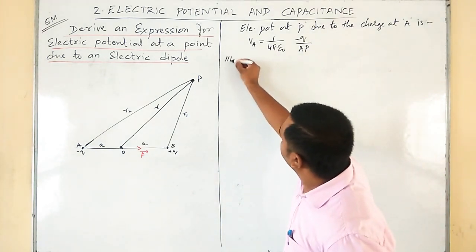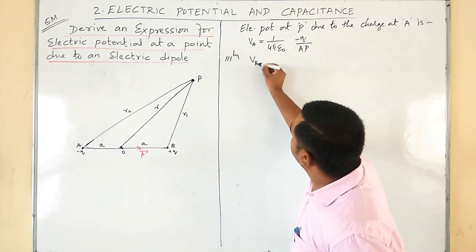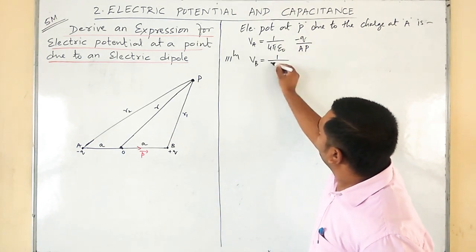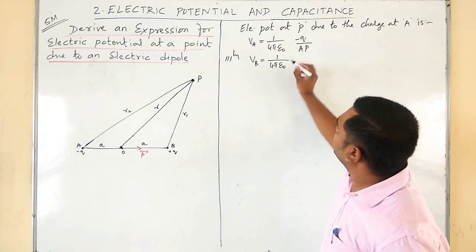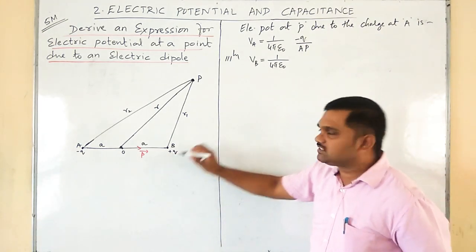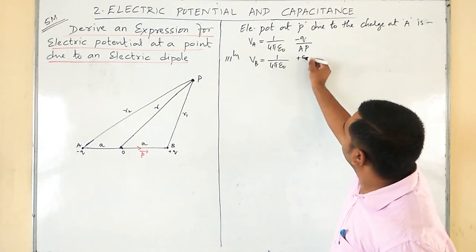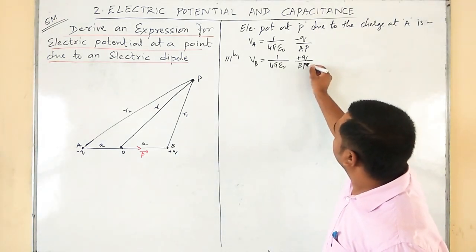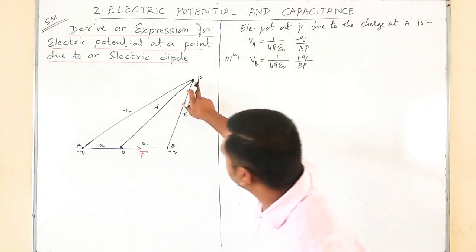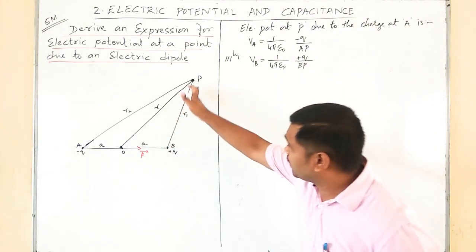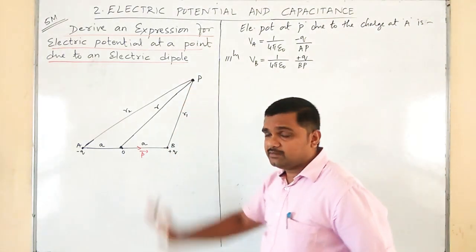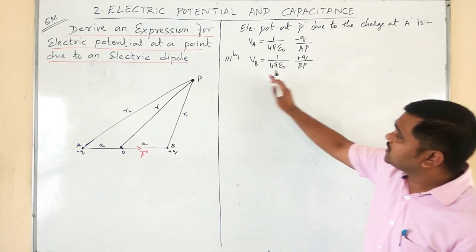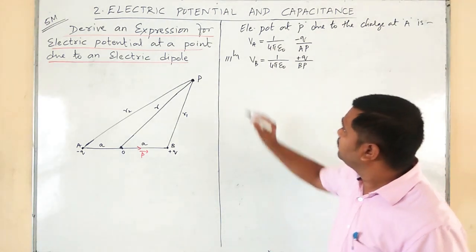Similarly, VB is equal to 1 by 4 pi epsilon naught. What type of charge is here? Plus q. Plus q divided by BP. See, this is not a perpendicular line. Okay. Next, what is the net potential at P?